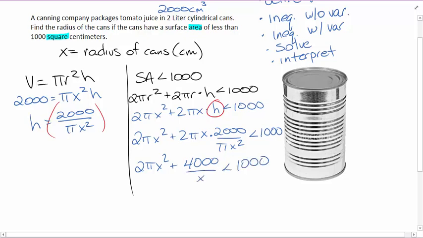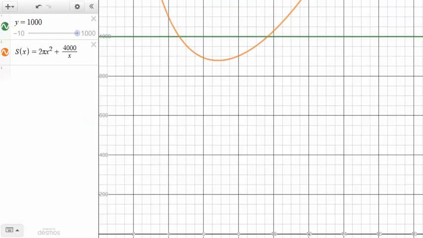I'm going to struggle to solve this algebraically, but what I can do is go to my graphing calculator and compare the left side to the right side. And most importantly here, we need to recognize that we want this 1,000 to be bigger than the surface area. So here's my graph, y equals 1,000, and then the surface area equals 2 pi x squared plus 4,000 over x.